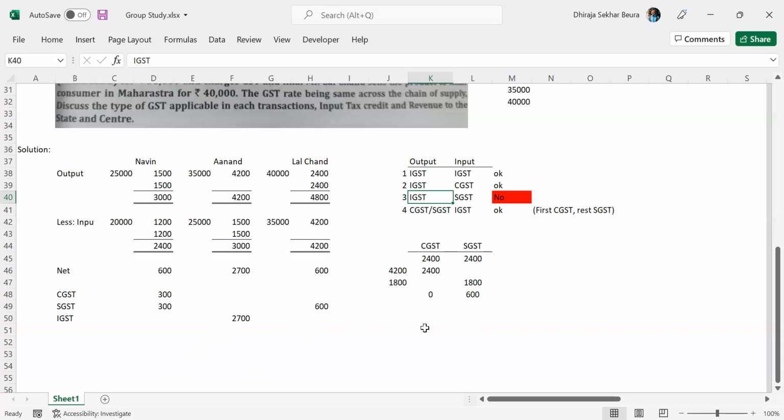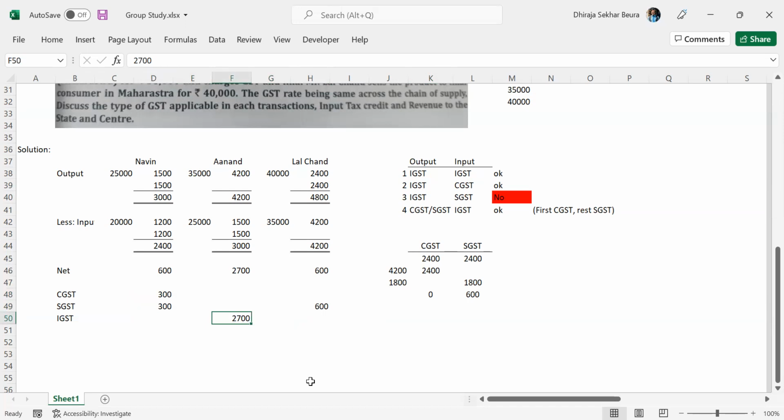So then the calculation will be different. And then Mr. Lalchand, the only liability is SGST 600. Only SGST 600. That is correct. Yes. So total GST to government will be SGST 600 plus 300, which is 900. Yes. And CGST will be 300. Yes. And that's all. IGST 2700.